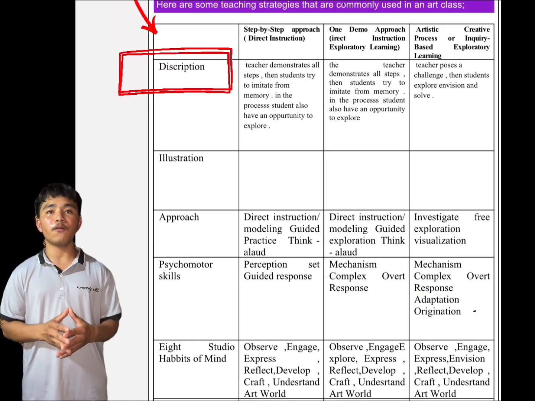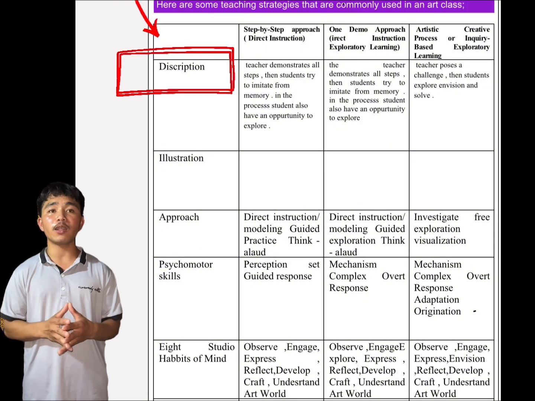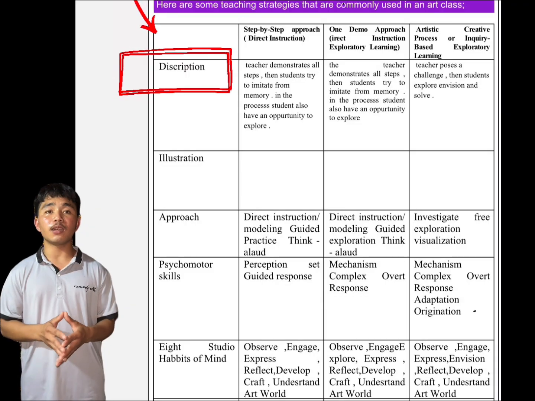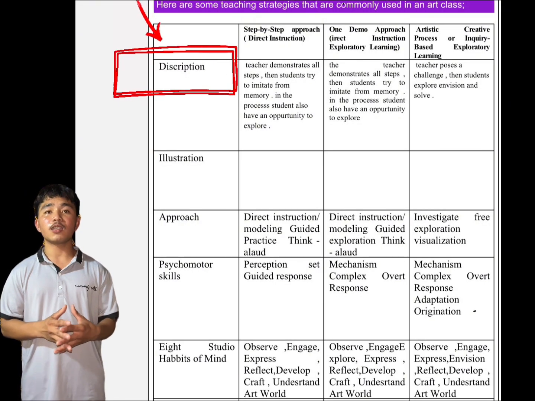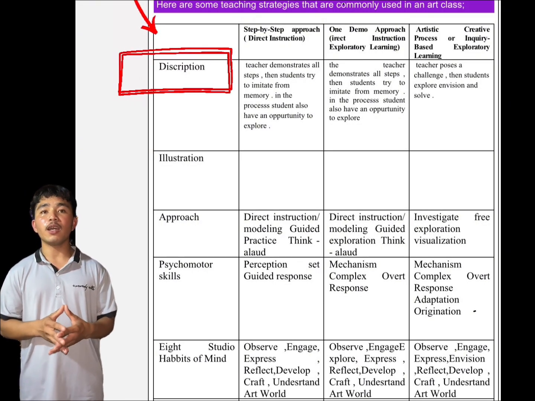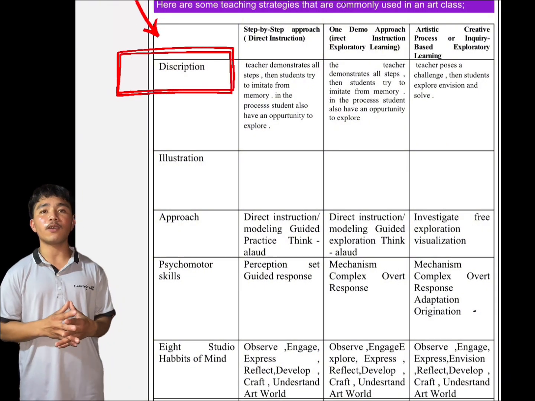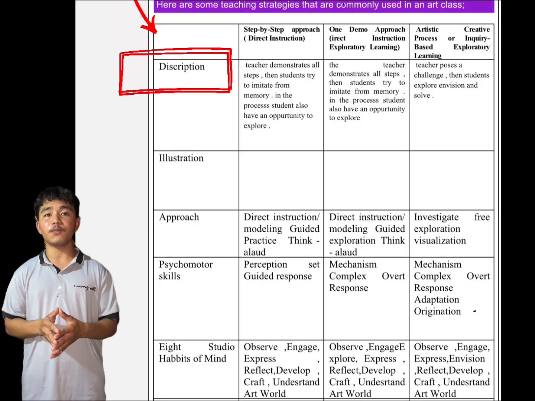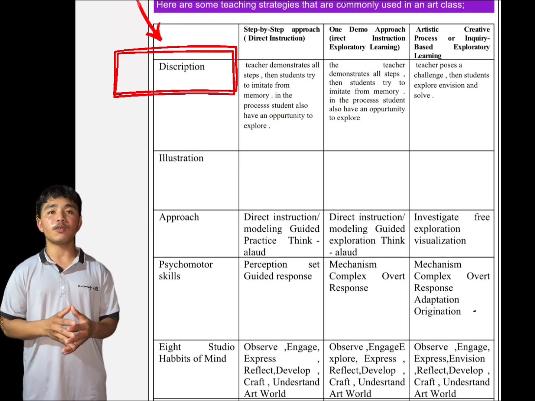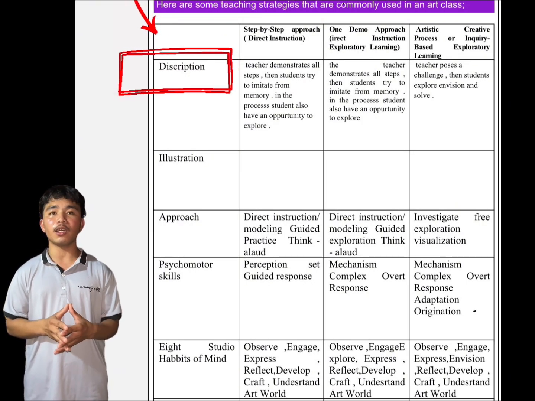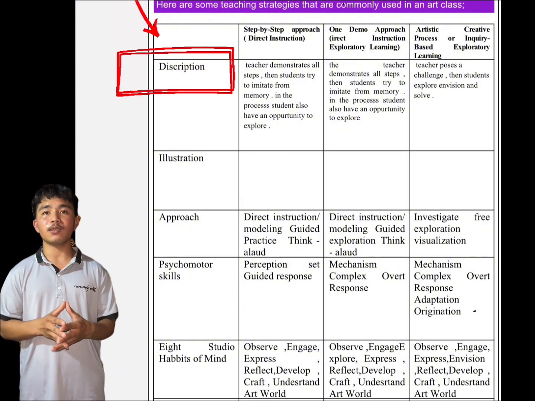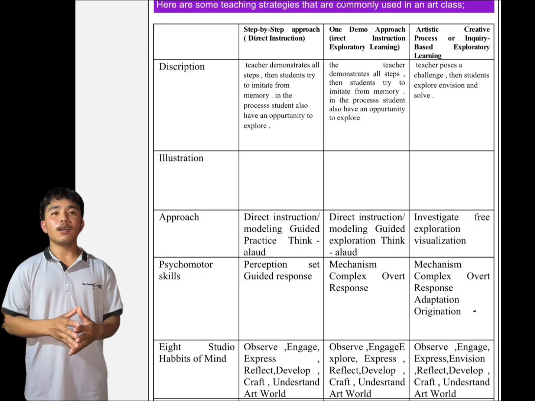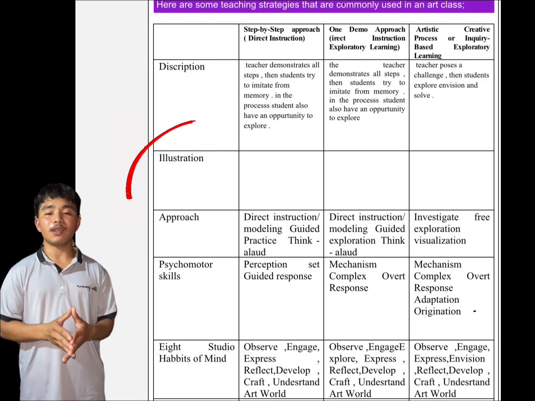Secondly, if we give description using the one demo approach or direct instruction exploratory learning, the teacher demonstrates all steps, then students try to imitate from memory. In the process, students also have an opportunity to explore. And third, in giving description using the artistic creative process or inquiry-based exploratory learning, the teacher poses a challenge, then students explore, envision, and solve. These approaches will be illustrated like this.